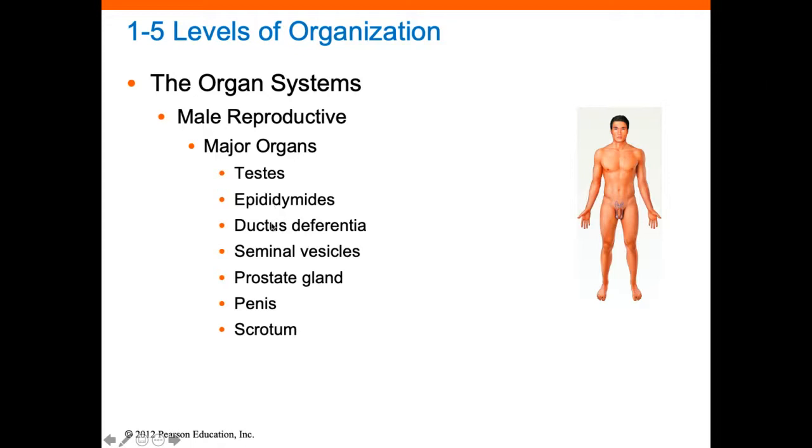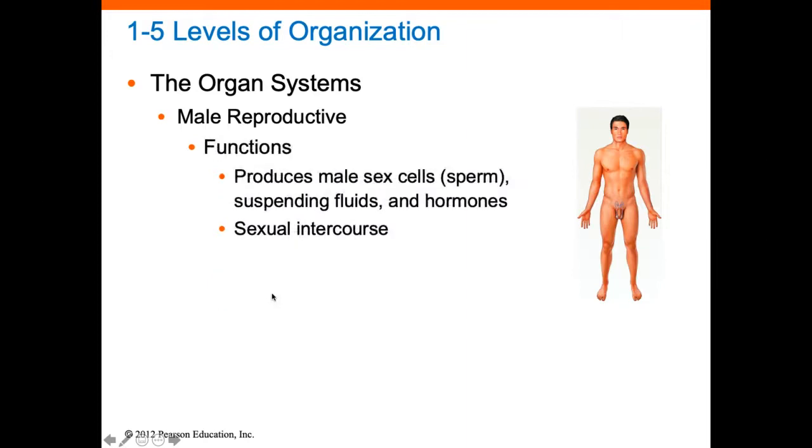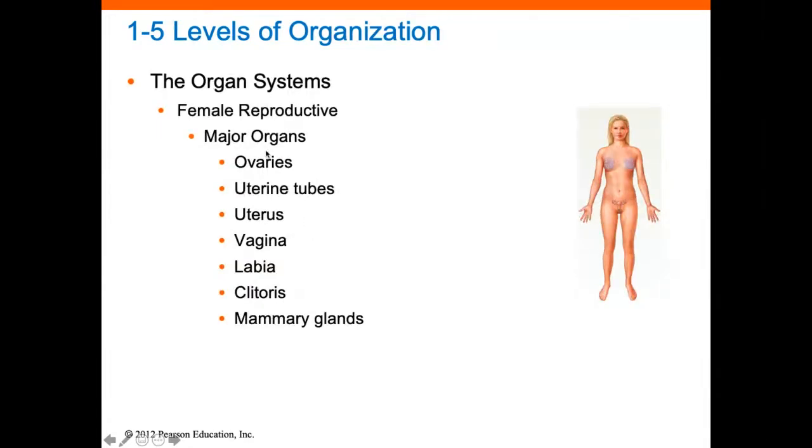The reproductive tract for the male: testes, epididymis, the vas deferens or ductus deferens, seminal vesicle, prostate gland, penis, and scrotum. We'll do the male reproductive during week 4 when we do endocrine. And the main function of the male reproductive tract is to produce the male sex cell, which is sperm, and to produce hormones and sexual intercourse.